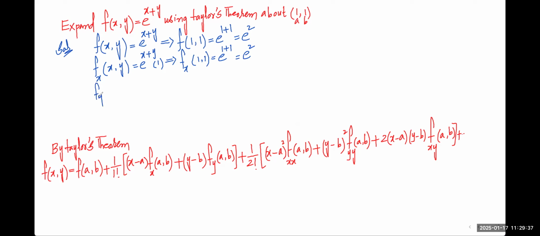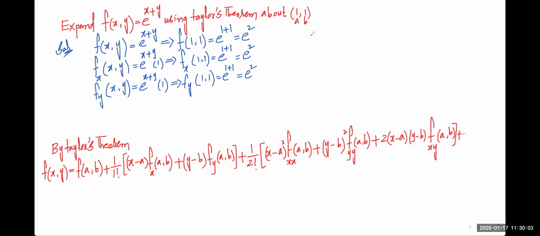fy of x comma y. Differentiating this value partially with respect to y, again the y coefficient is 1 here. This implies that fy at 1 comma 1 is equal to e power 1 plus 1, that is equal to e square only.